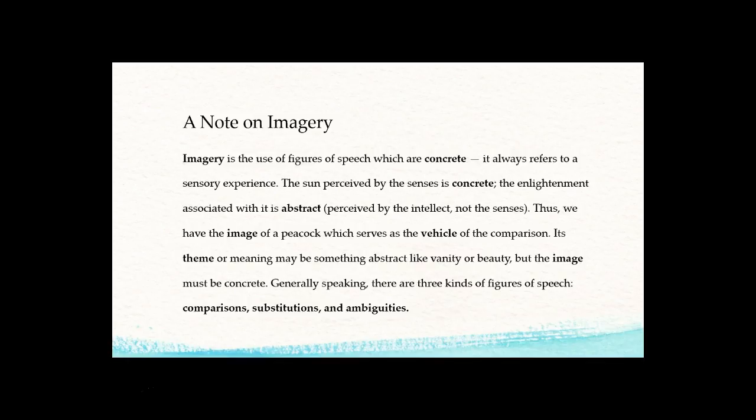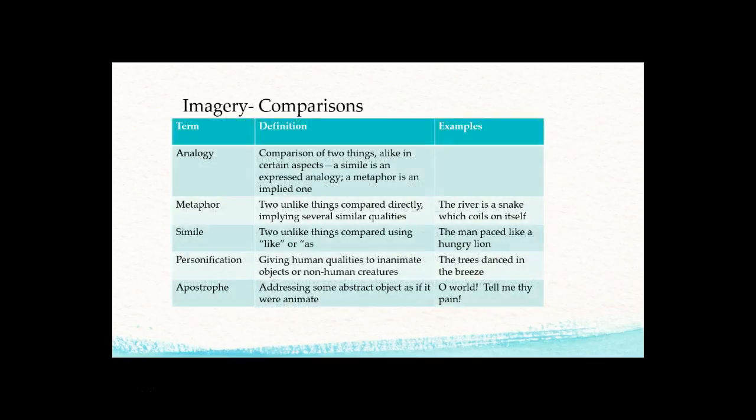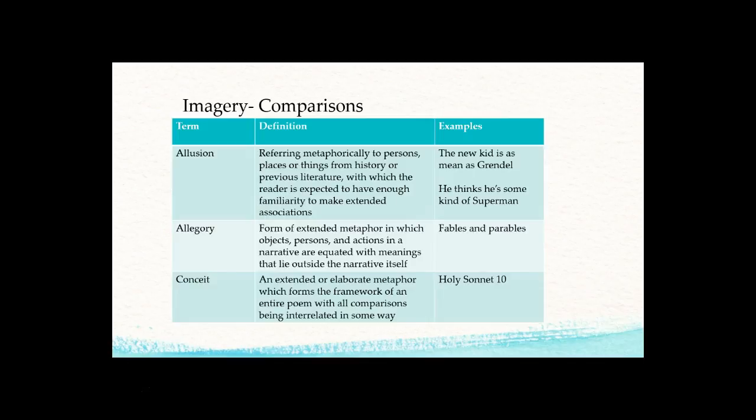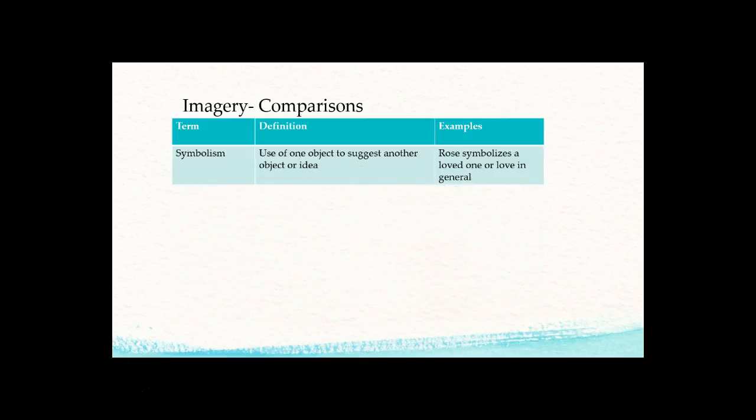So generally speaking, there are 3 kinds of figures of speech, and that's comparisons, substitutions, and ambiguities. Okay? A few notes on the idea of comparisons. This is where we have things like analogy, metaphor, simile, personification, and apostrophe. So those are where we're typically making the comparison. We're associating one thing with the other. Allusion, allegory, and a conceit are all examples of these as well. And then, of course, we have symbolism.